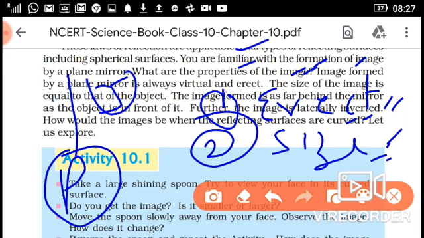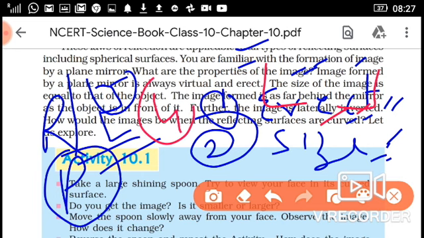Third point, laterally inverted image. Laterally inverted means the right side appears left and the left side appears right. If you write the letter L and see it in the mirror, it will look like this. This is a laterally inverted image. This is the third point.